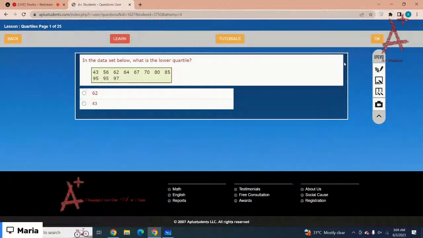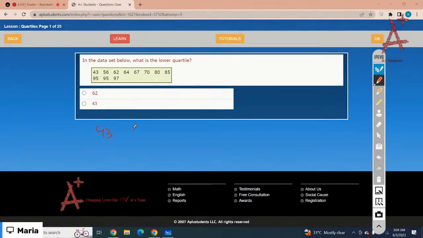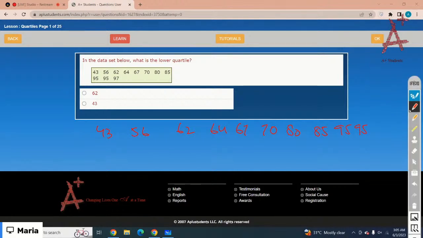Okay. In the data set below, what is the lower quartile? Okay, so the numbers are 43, 56, 62, 64, 67, 70, 80, 85, 95, 95, and 70. Let's find the median of the data. 1, 2, 3, 4, 5, 6, 7, 8, 9, 10, 11. The total numbers are 11. That means the sixth one is the median. Now that is the upper half and that is the lower half.